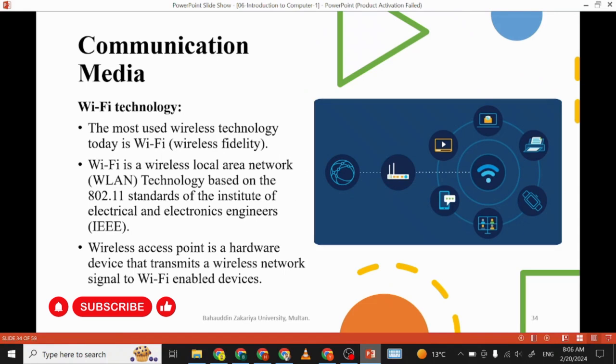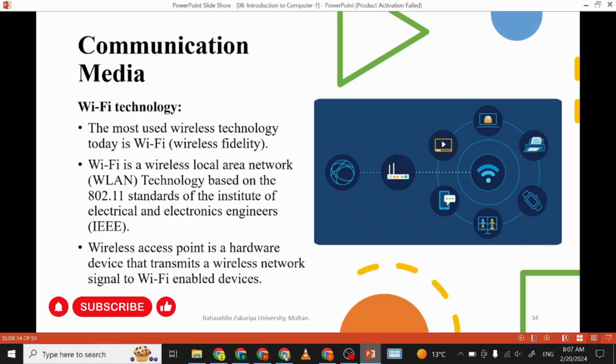Wi-Fi technology. The most used wireless technology today is Wi-Fi, or wireless fidelity. Wi-Fi is a wireless local area network, or WLAN, technology based on the 802.11 standards of the Institute of Electrical and Electronics Engineers, IEEE.